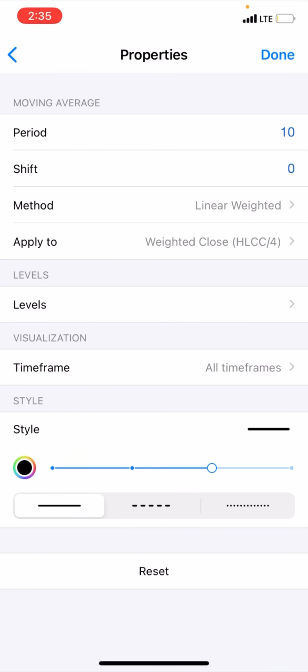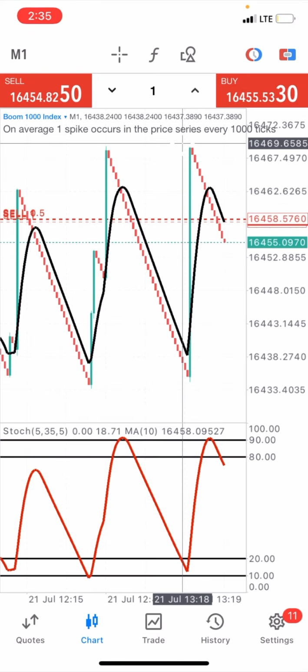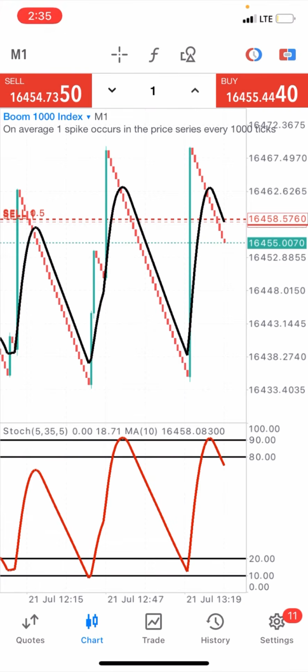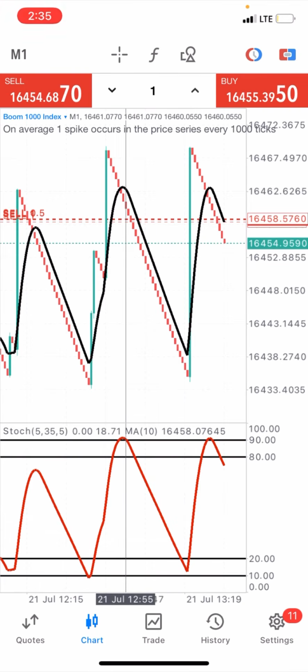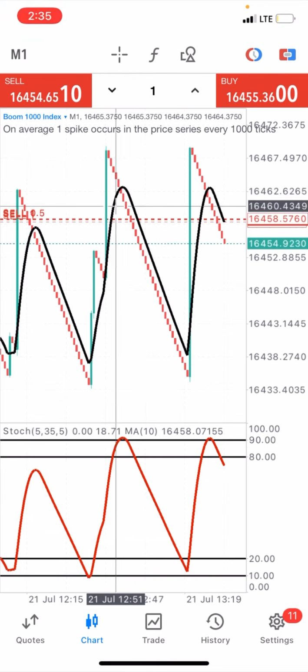Choose any color that is visible on your chart. If you have the black background, you can use bright colors for this particular style. And then if you have white background, just like my own chart, you can use dark colors. So you just want to click done when you're done with that, and you see that you have the moving average appear on your main chart. It is the black line we have on my main chart right here.